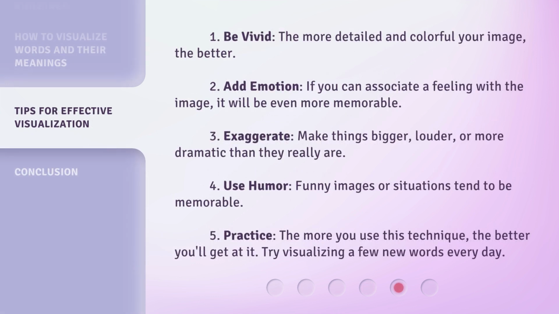1. Be vivid. The more detailed and colorful your image, the better. 2. Add emotion. If you can associate a feeling with the image, it will be even more memorable. 3. Exaggerate. Make things bigger, louder, or more dramatic than they really are. 4. Use humor. Funny images or situations tend to be memorable. 5. Practice. The more you use this technique, the better you'll get at it. Try visualizing a few new words every day.